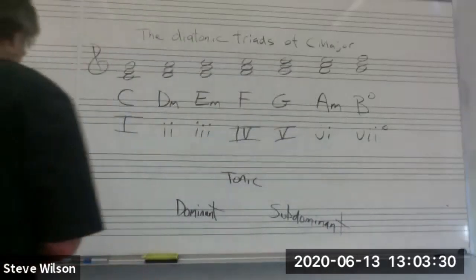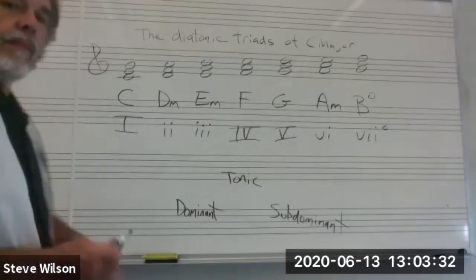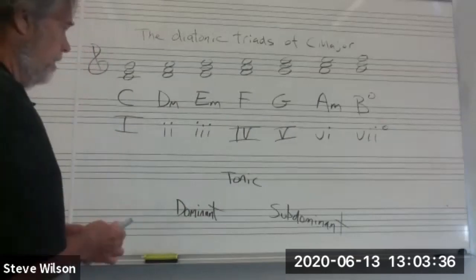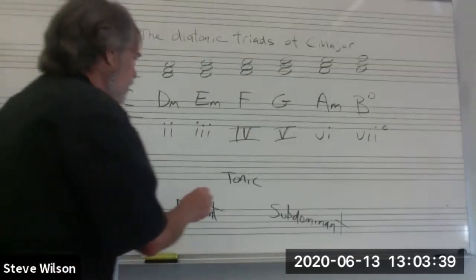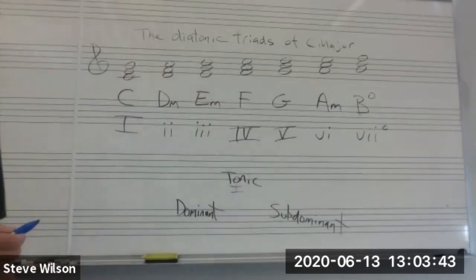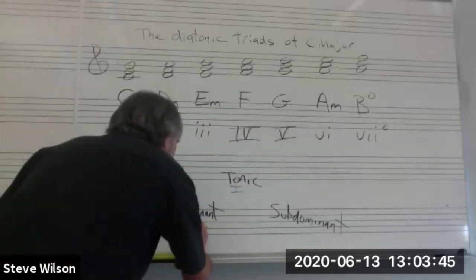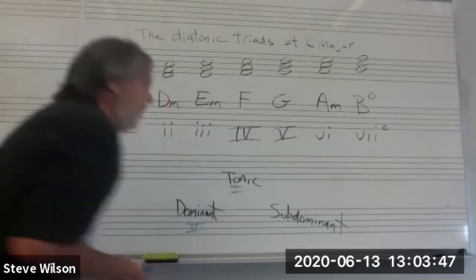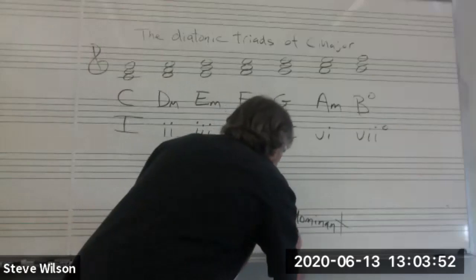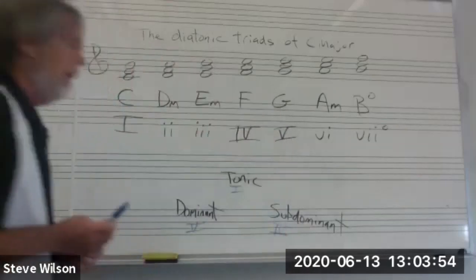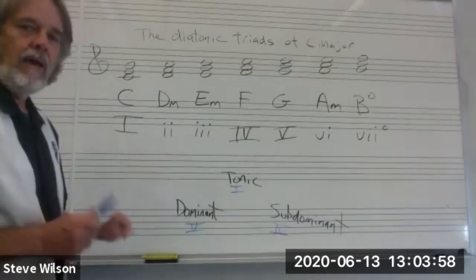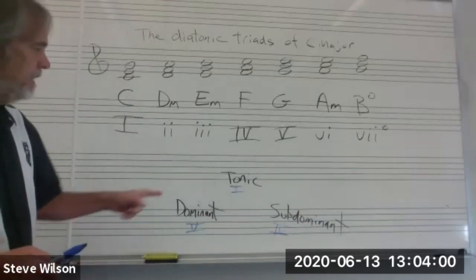Now, the term tonic refers to the tonic chord, which is the 1 chord. The dominant refers to the 5 chord, and subdominant refers to the 4 chord. But there's a larger sense of this that has to do with how these chords function in a key.